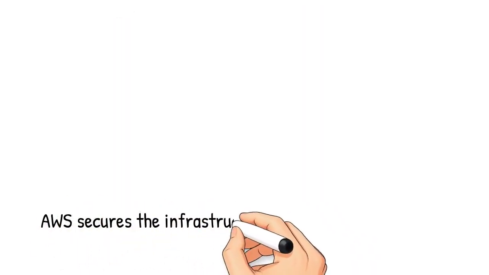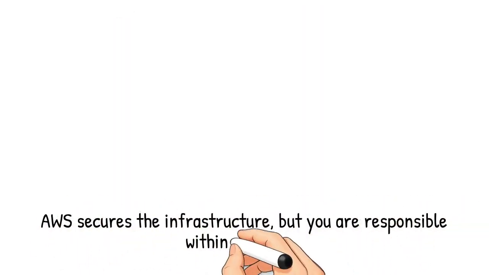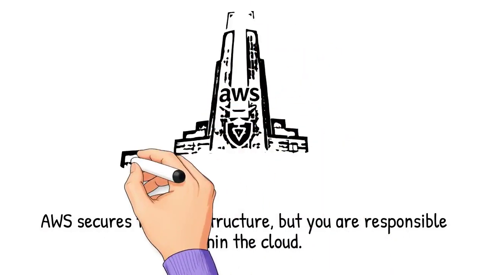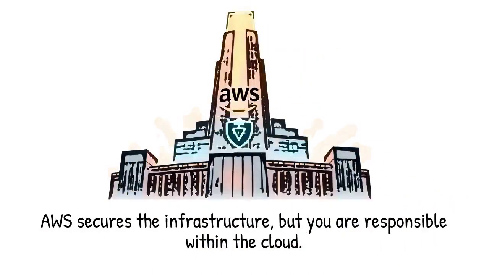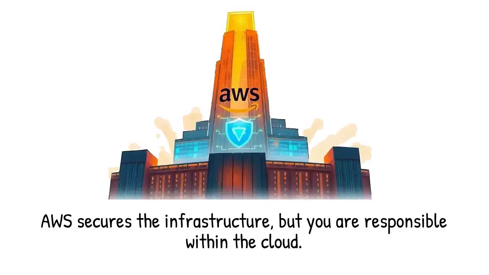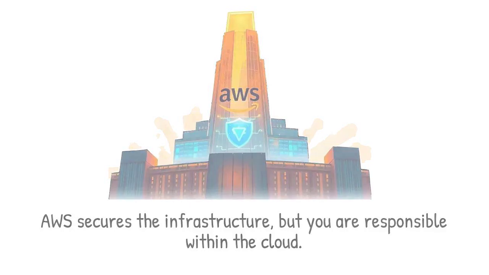AWS responsibilities: security of the cloud. AWS secures global infrastructure, regions, AZs, edge locations, physical data centers, hardware, networking, storage, hypervisors, managed services infrastructure. Availability and durability of services like S3, DynamoDB, Lambda. AWS ensures the building is safe.